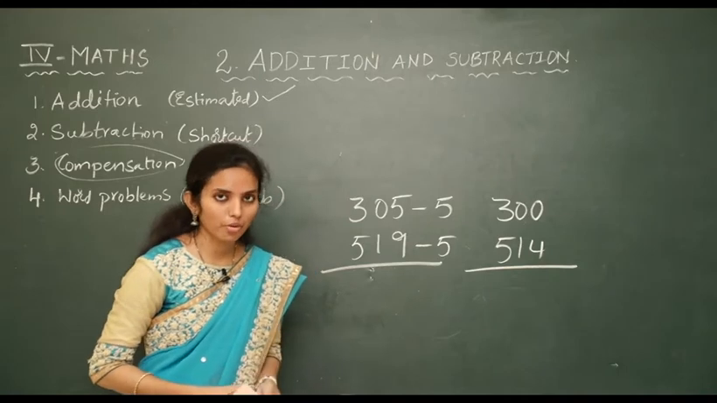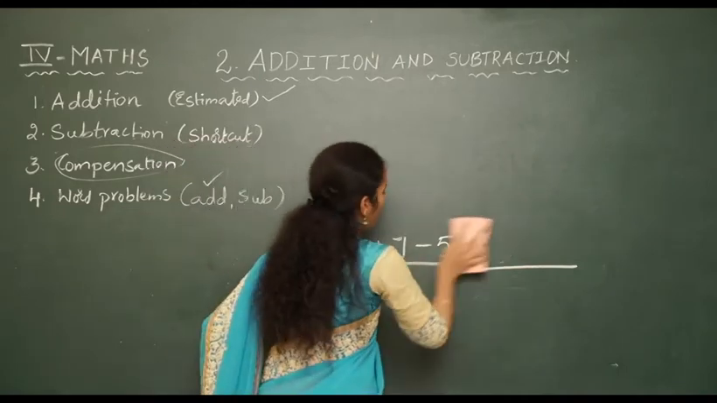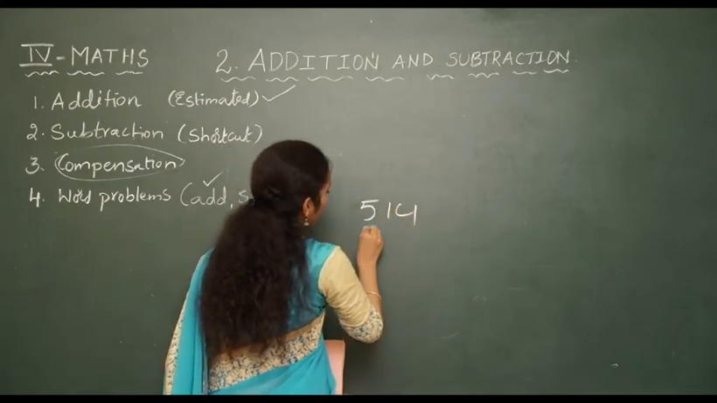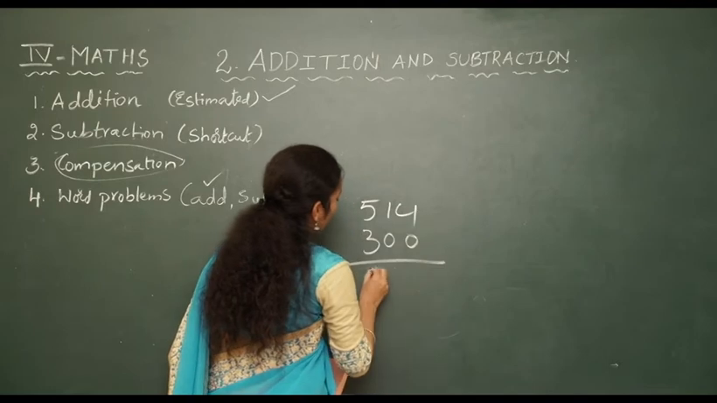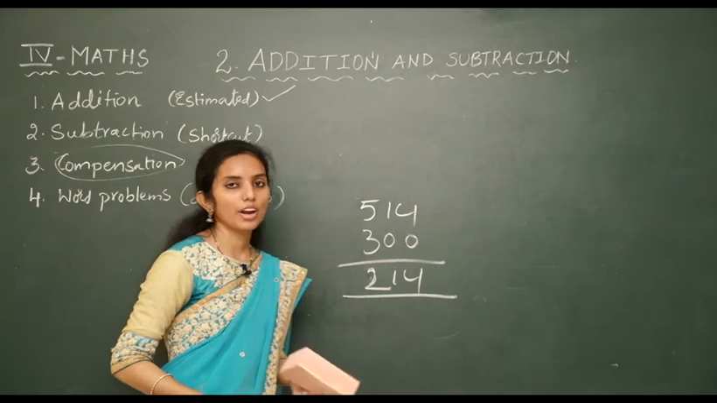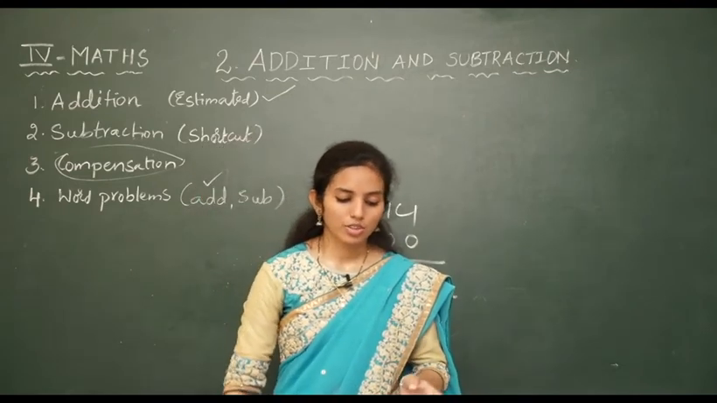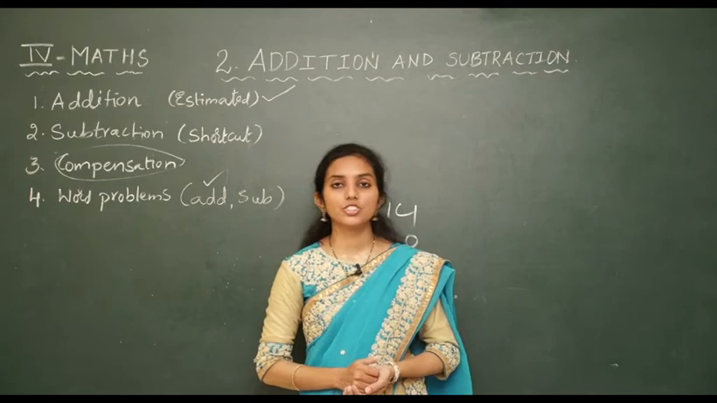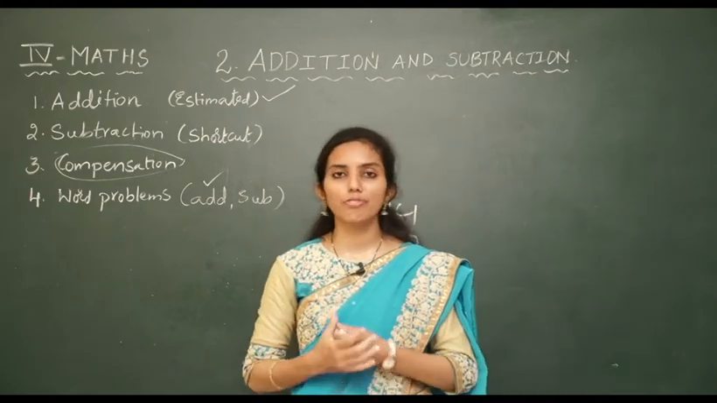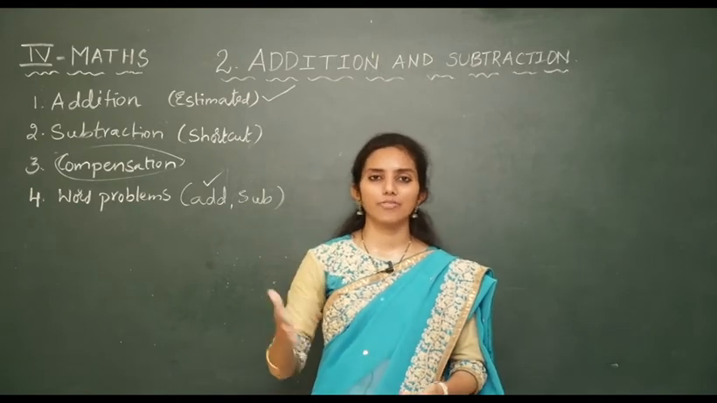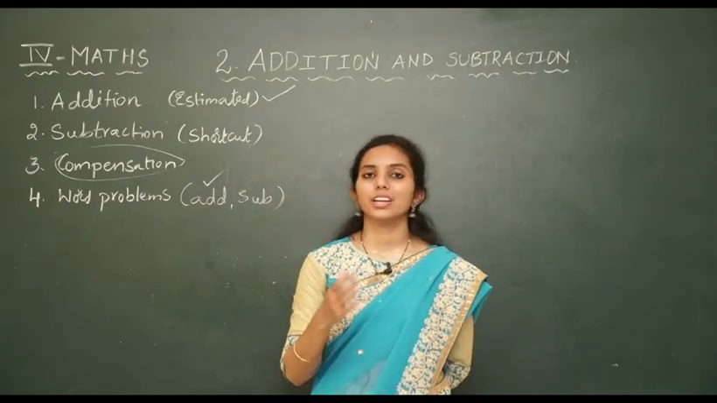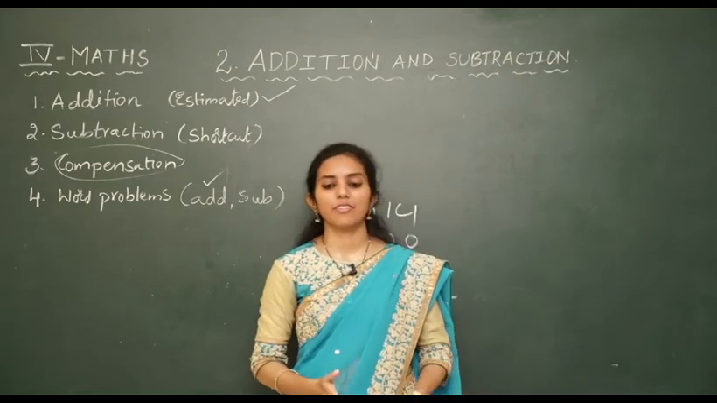Now we have to perform the subtraction. So how do we perform the subtraction? 514 minus 300, that is 214. So 214 is the answer. So this is how we compensate the numbers. Generally compensation, that means adding or subtracting, is below 5. We do not add more than 5. We don't add 6, 7, 8, 10, 13, 14. No. The compensation number is always below 5 or 5 itself.